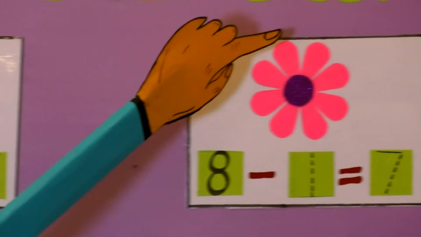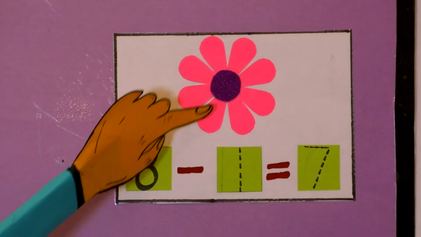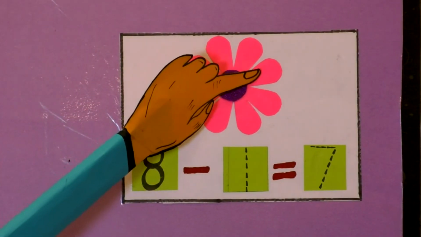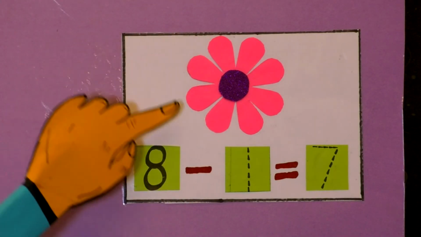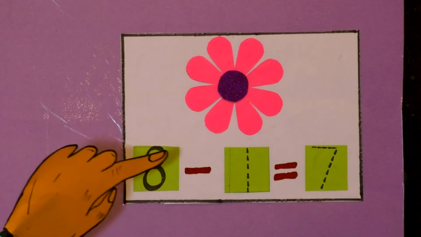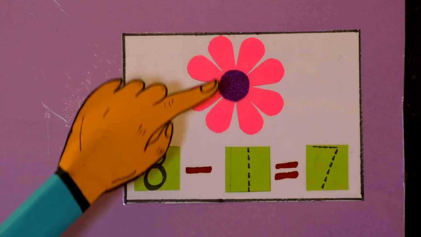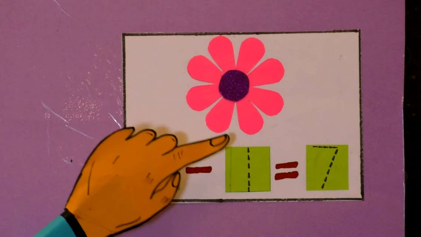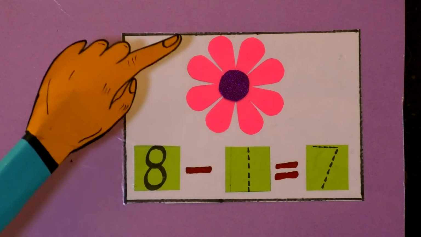How many petals are given? Let's count. 1, 2, 3, 4, 5, 6, 7, 8. Now these are 8 petals, but we need only 7 to make the group of 7. What will we do now? Yes, we will cross out one extra petal. We don't need 8 petals, we need 1 less than 8. 1 less than 8 means 7.